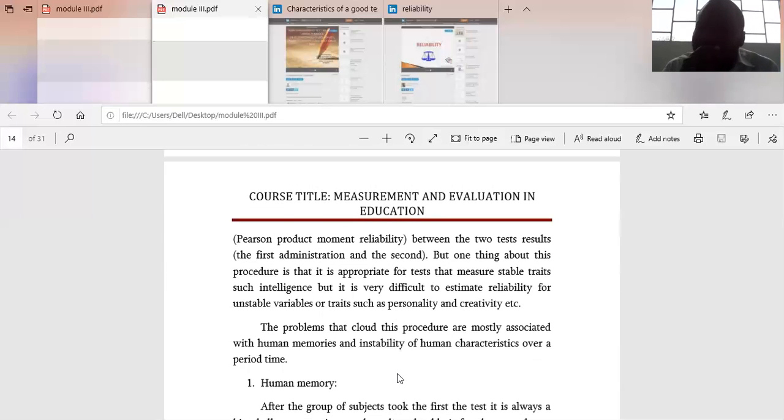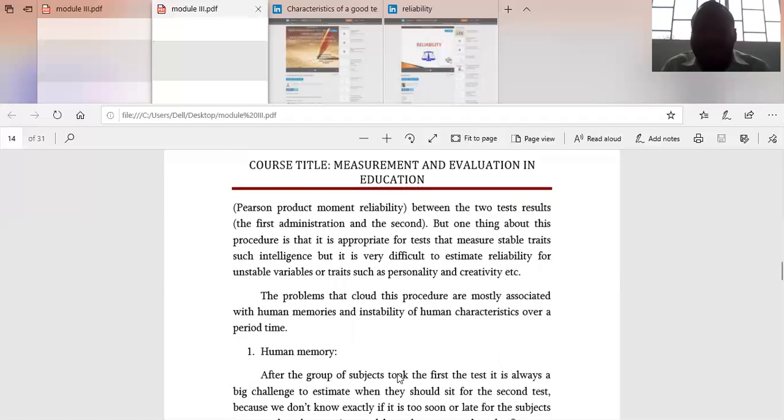But you need to understand that you may use Pearson product moment reliability and come up with the results, but there is some intervening variable that can cause changes. The problems that could affect that procedure are most associated with human memory and the instability of human characteristics over a period of time. Because you've just said within 1 week, 2, 3 weeks, and because we're human beings, we tend to memorize. So you may find that after 1 week you're still remembering, okay, I put A, even if it's not correct, but you remember that question, I put A.